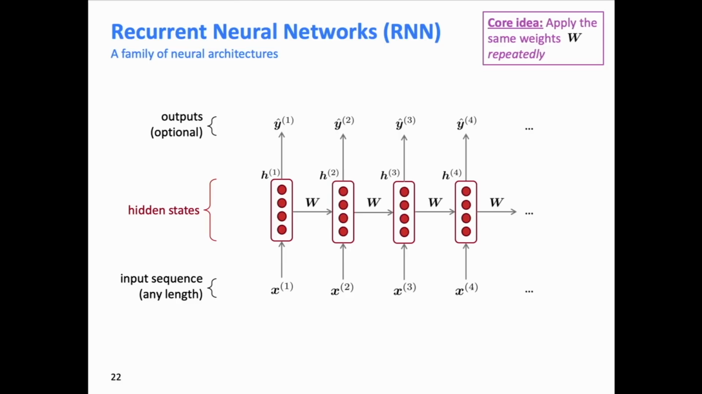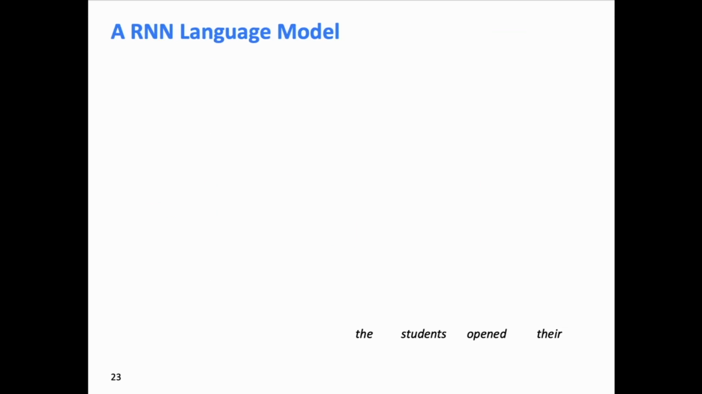So additionally, you can also have some outputs from the RNN. So these y hats, these are the outputs on each step. And they're optional because you don't have to compute them, or you can compute them on just some steps and not others. It depends on what you want to use your RNN to do. OK, so that's a simple diagram of an RNN. Here I'm going to give you a bit more detail. So here's how you would apply an RNN to do language modeling.